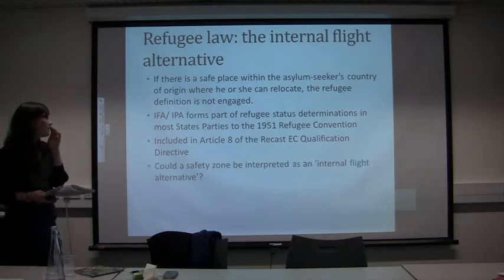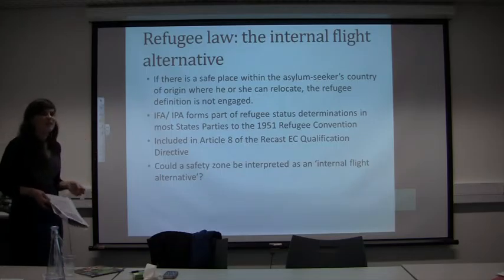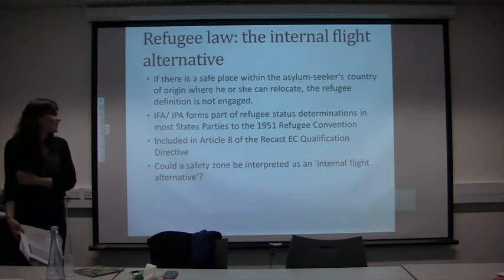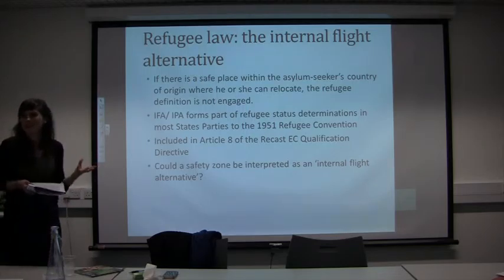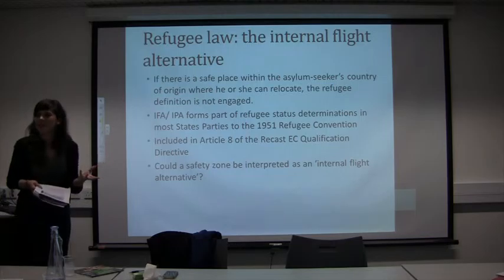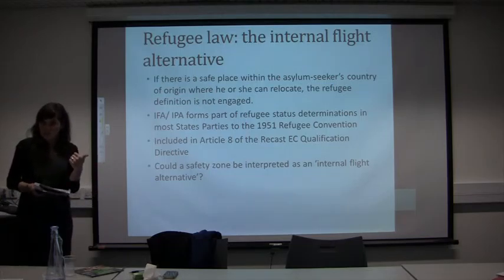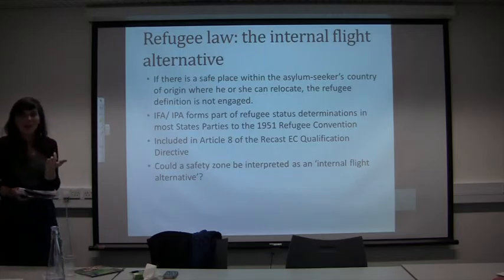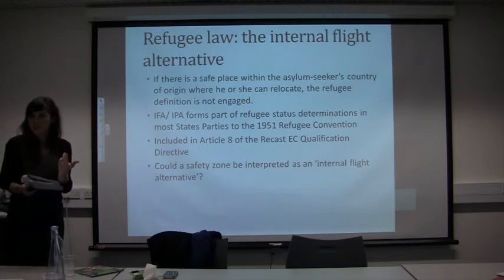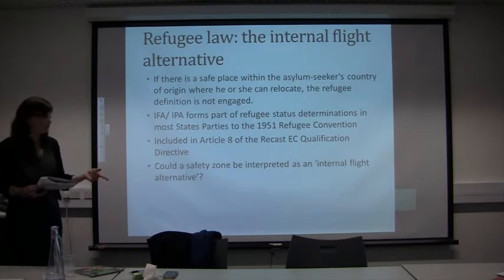And a big question is, could a safety zone be interpreted as an internal flight alternative? Well, yes, of course it could. And that's precisely the point why states want there to be safety zones in countries of origin. Because first of all, it means that fewer people would flee. And second of all, it could create an argument whereby you can refuse refugee status on the basis that they can go back. And it's happened in the past.